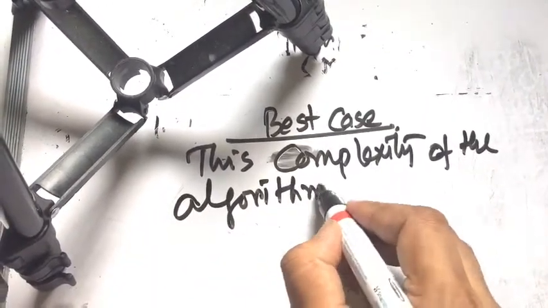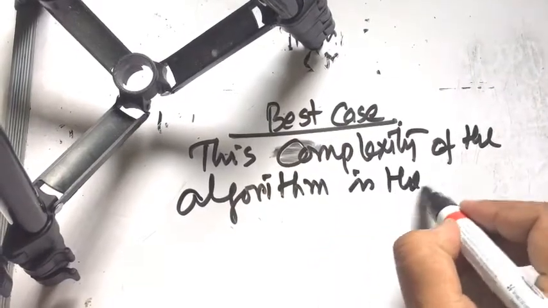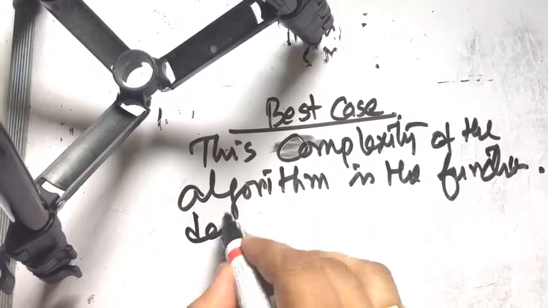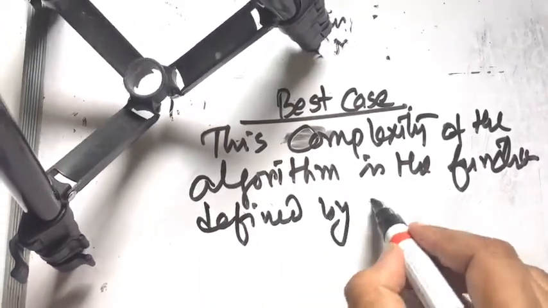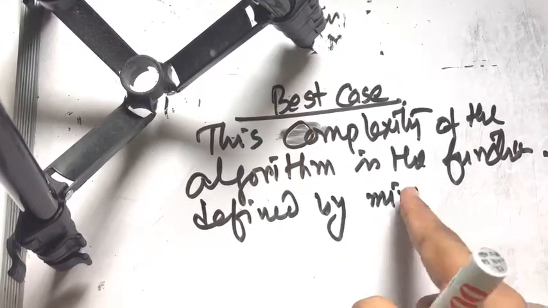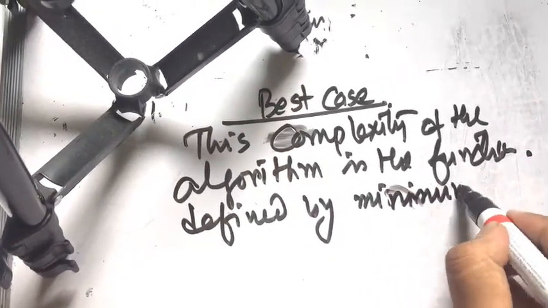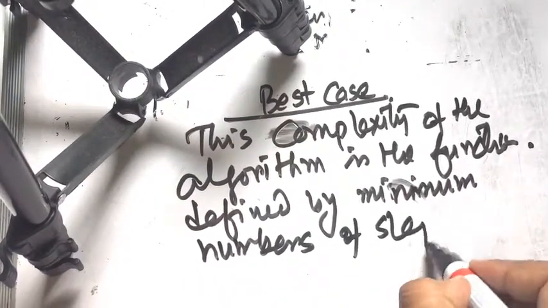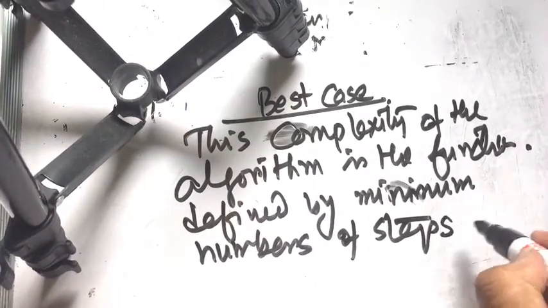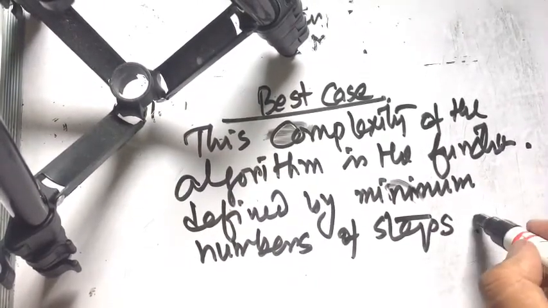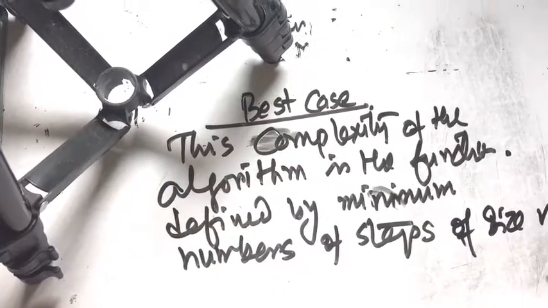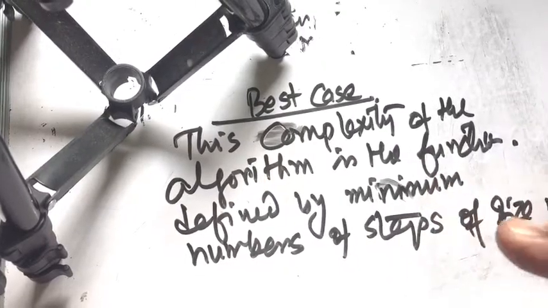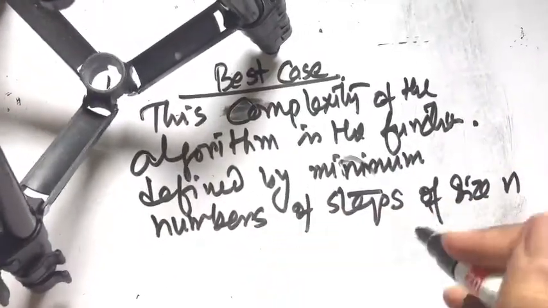The complexity of the algorithm is the function defined by the minimum number of steps. So it requires the minimum number of steps for the input size n, the list of numbers of size n. The complexity of the algorithm is the function defined by the minimum number of steps of size n.